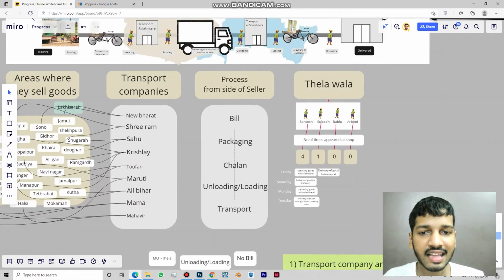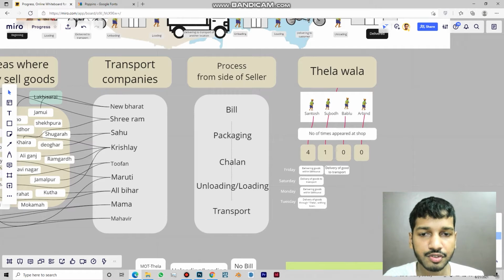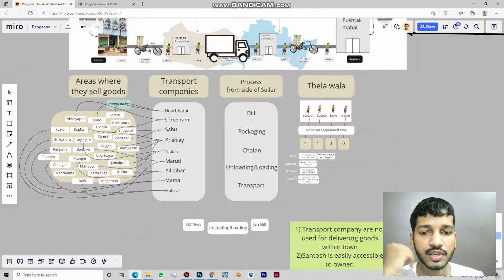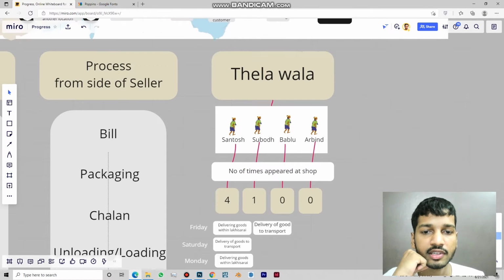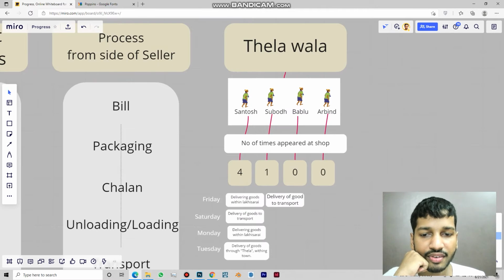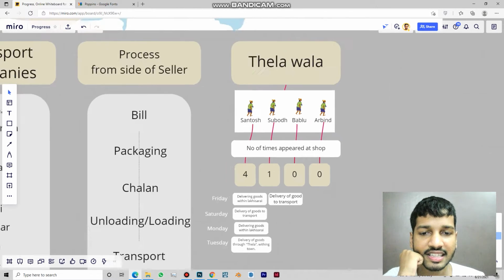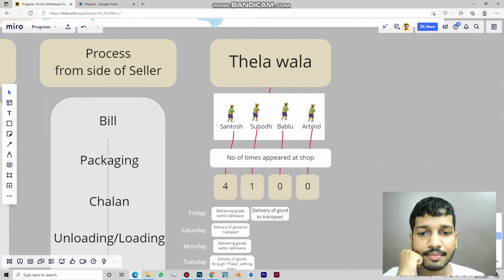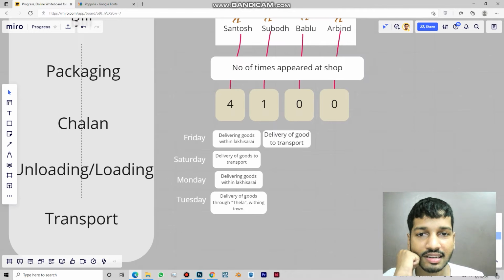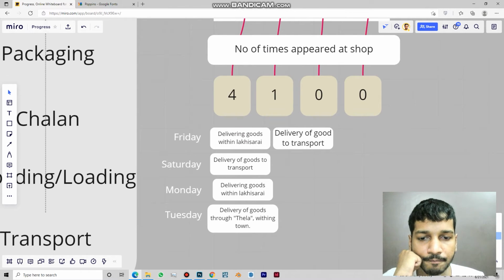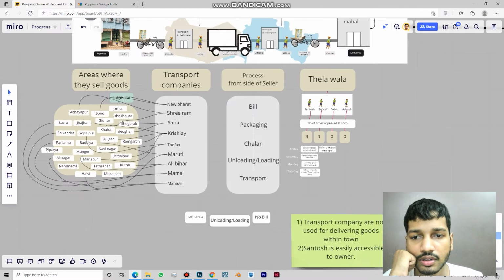The process from the side of the seller, what they do before transporting: billing, packaging, then challan, unloading and loading, then transport. The Thela wala, this is from an observation of four days, not a week: Friday, Saturday, Monday, Tuesday. Four times Santosh Thelawala came, then one time Subodh, and Bablu and Arvind did not come. Friday, Saturday, Monday, what he did after coming, like Santosh, they remembered Lakisrai and so on.